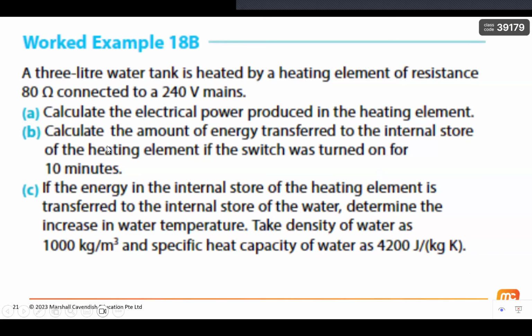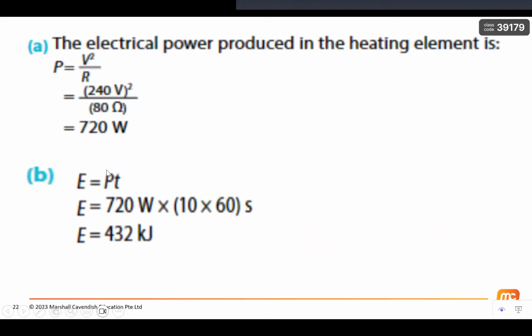Okay, let's go back. Calculate the amount of energy transferred to the internal store of the heating element if the switch was turned on for 10 minutes. So I'm interested in energy. So energy will be equal to the power times the time. So I have my power calculated in part A times the time, which is 10 minutes. Obviously, I need to change it to seconds. So 10 times 60. So I'll get 720 times 10 times 60. Okay, I'll get my total amount of energy is 432 kilojoules or 432,000 joules of energy.